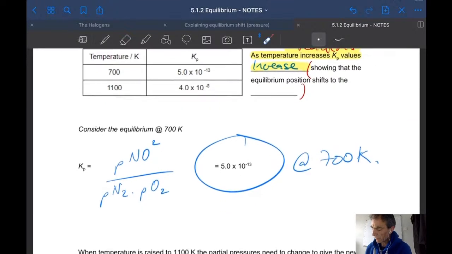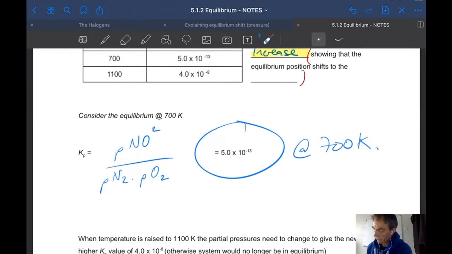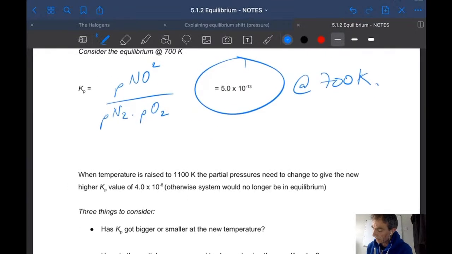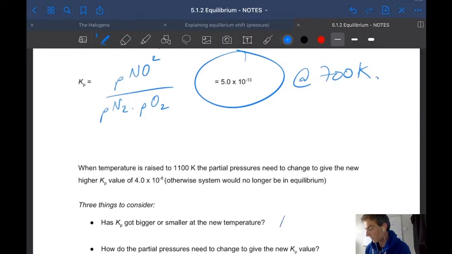So hopefully this will make a bit more sense now. It's the second time you've seen it. Okay, so I've got that written there. So there's the three questions to ask yourself. Has Kp got bigger or smaller at the new temperature? It's got bigger. It's gone to 10 to the minus 8 rather than 10 to the minus 13, so it's got bigger.